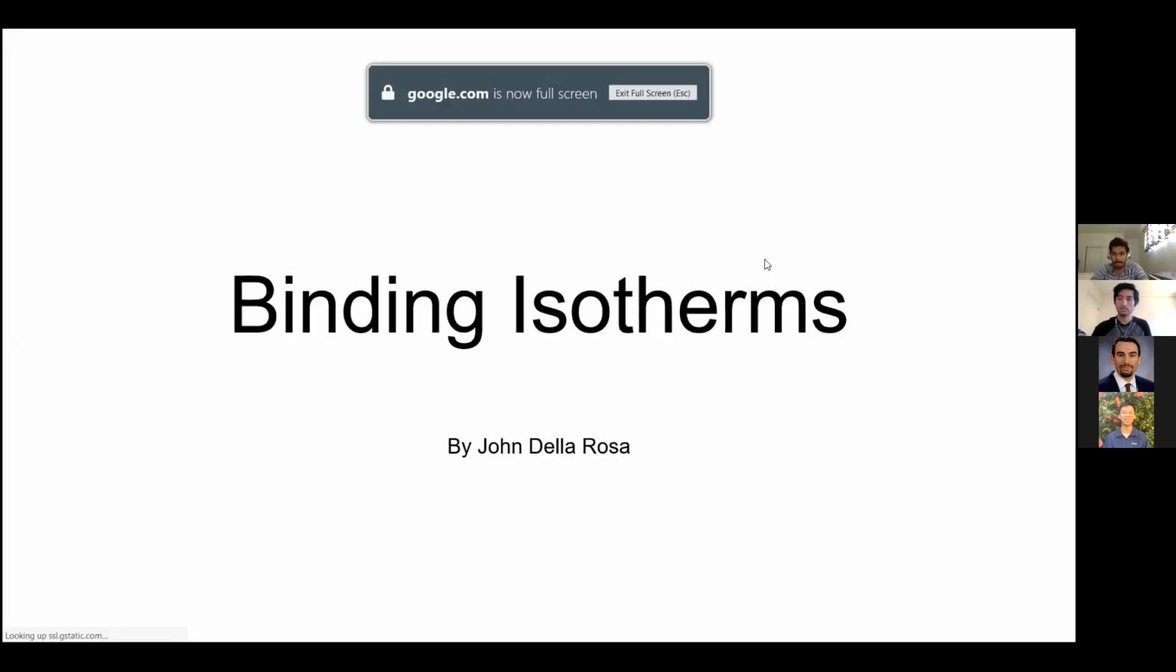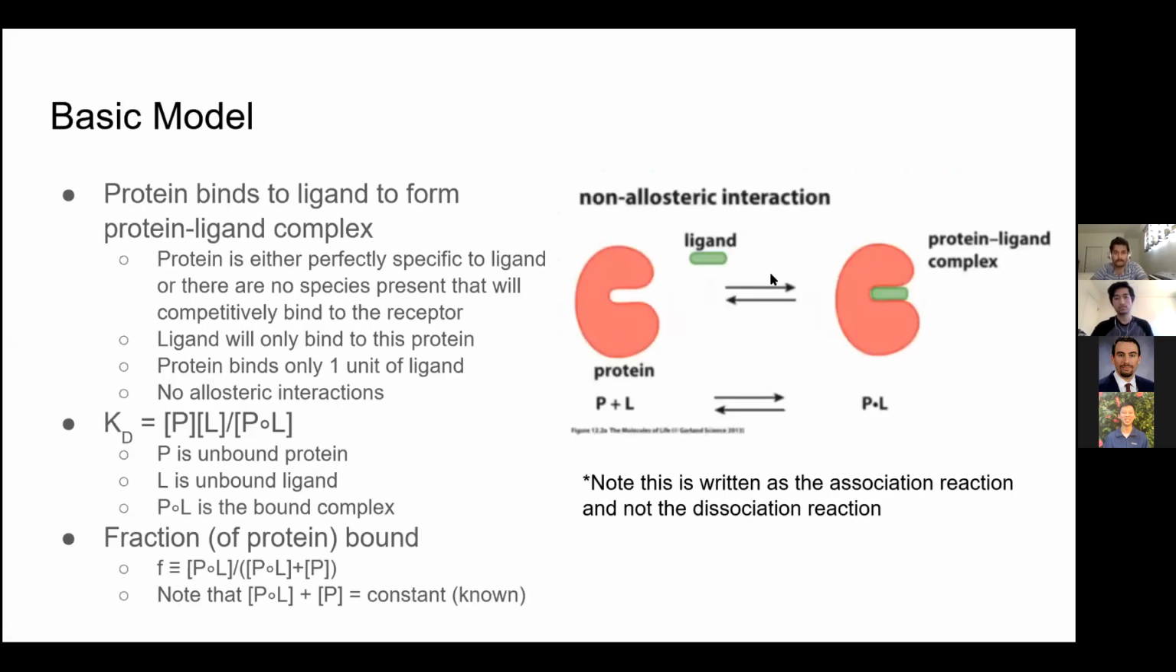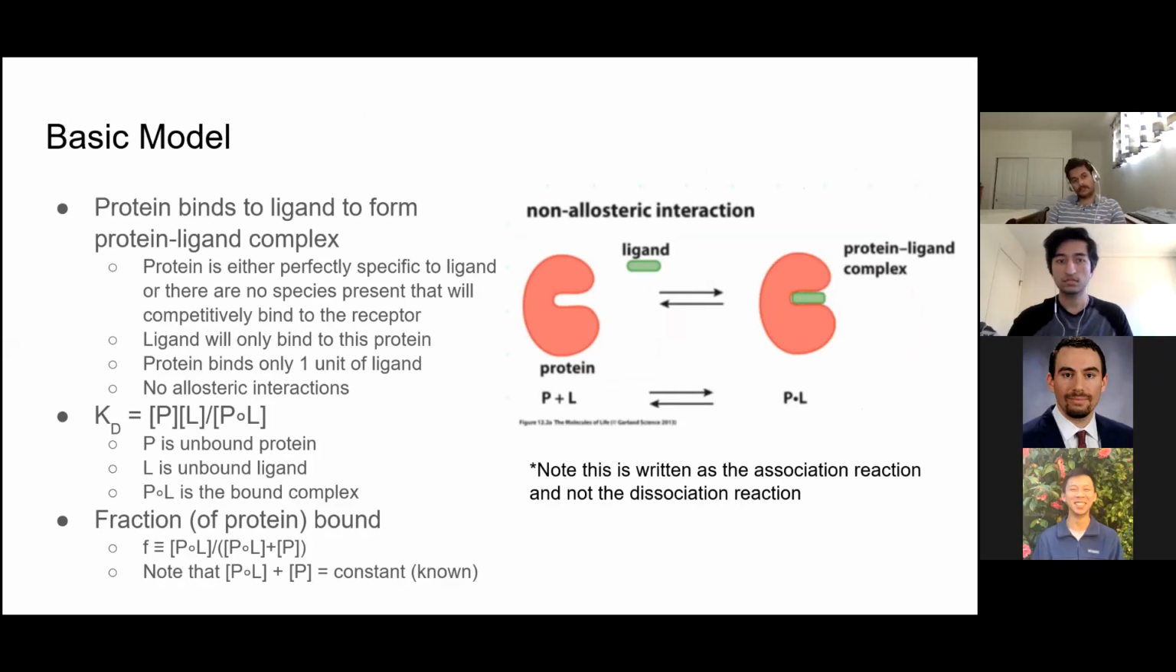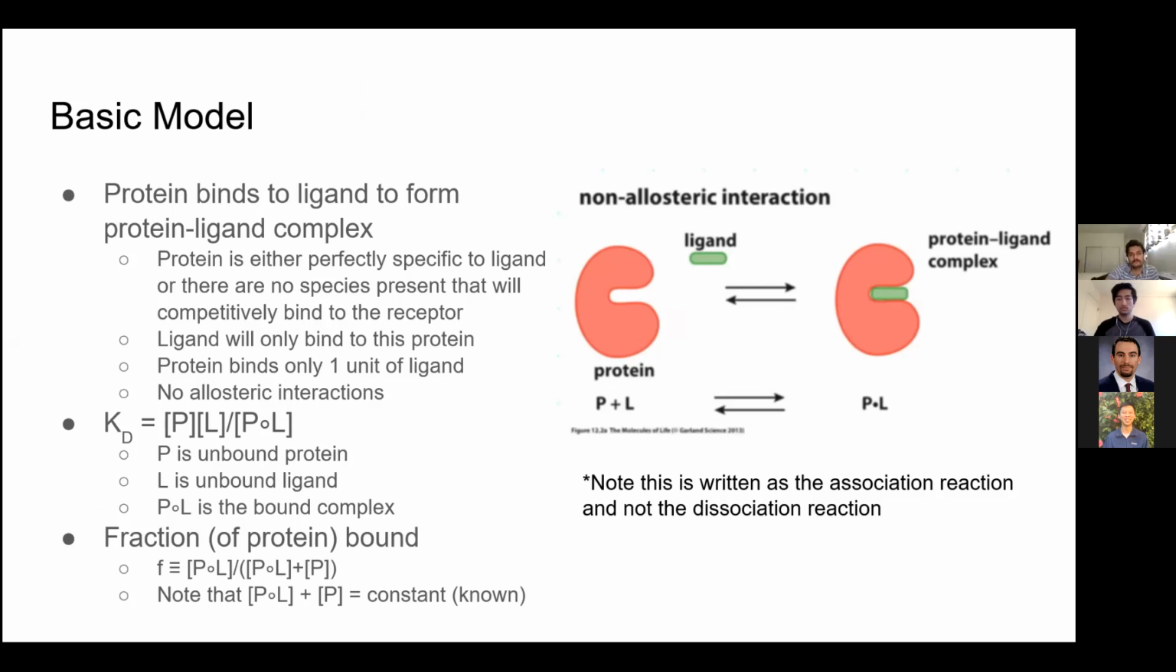Okay, so to recap some of what Tintin said, we have this basic model, and before we get more complicated with allosteric interactions and competitive binding, we just have one protein that can bind one ligand and vice versa. The ligand only binds to the protein and there are no allosteric interactions, and the protein only binds one unit of the ligand. So as you saw before, KD is equal to this expression. P is the unbound protein, L is the unbound ligand, and P·L is the bound complex.